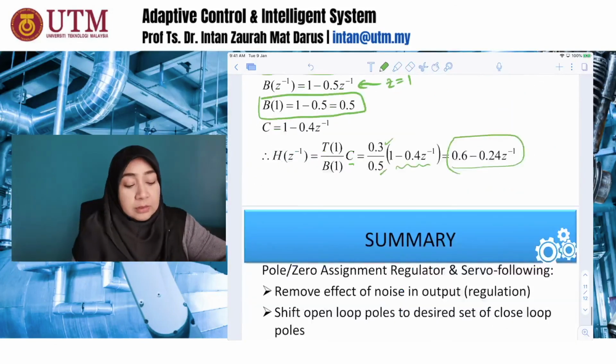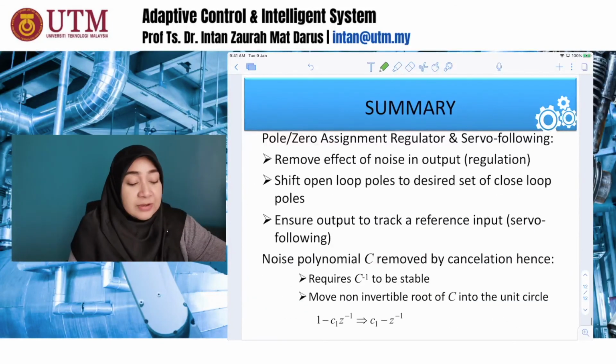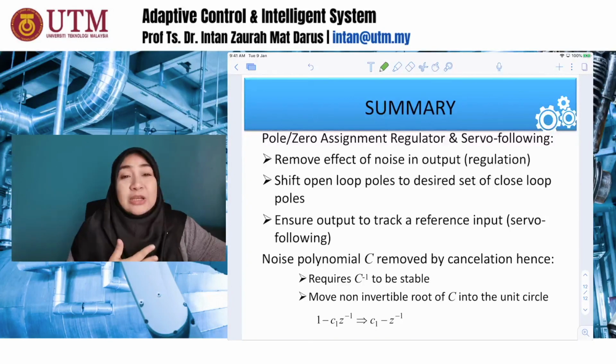So in conclusion, first you want to have what we call a pole assignment and zero assignment regulator, also known as the extended pole assignment regulator. What you want to do is remove the effect of noise in the polynomials by removing polynomial C from your zeta. So it's been removed from the output, and then you want to shift your open loop poles to a design of stable poles. And then you want to have your output track the reference of your system, which is rt. So you want yt to be equivalent to rt.